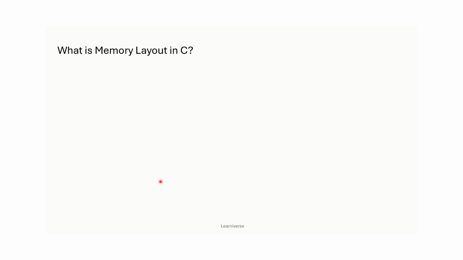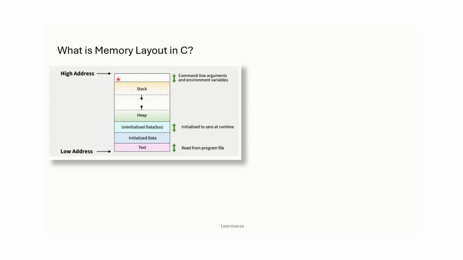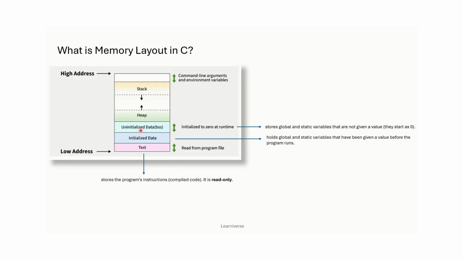So what is memory layout in C? Here you can see the different segments that are part of the memory layout. Let's go through one by one. What is text segment? It stores program instructions, mainly the compiled code, and it is a read-only segment. Coming to initialized data, here it holds global and static variables that have been given a value before the program runs. And here uninitialized data or BSS section, so it stores global and static variables that are not given a value. They start as 0.